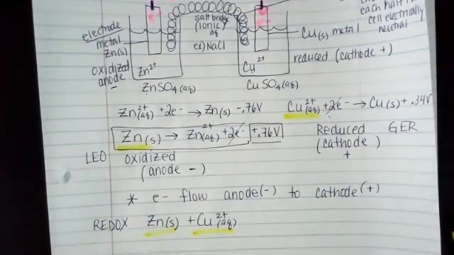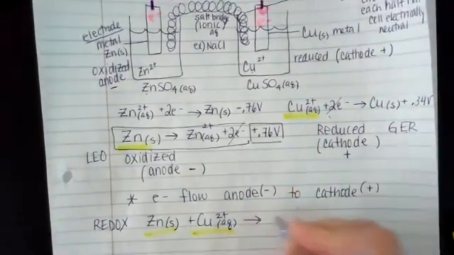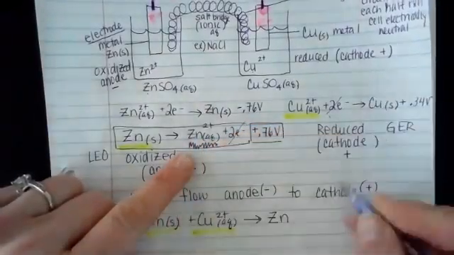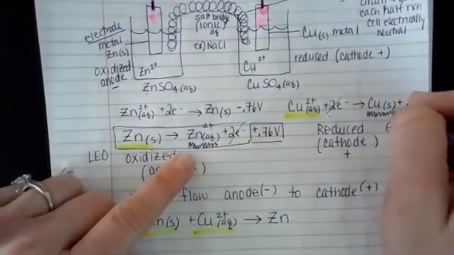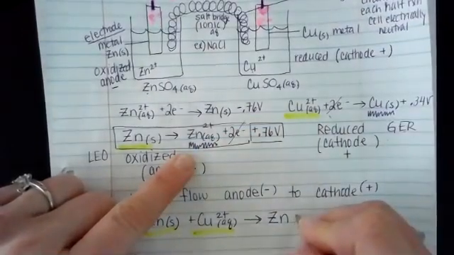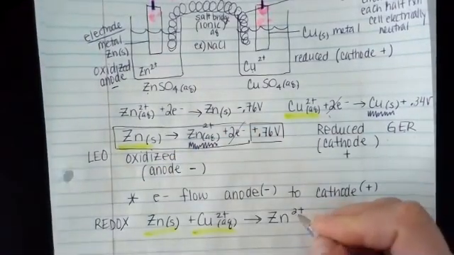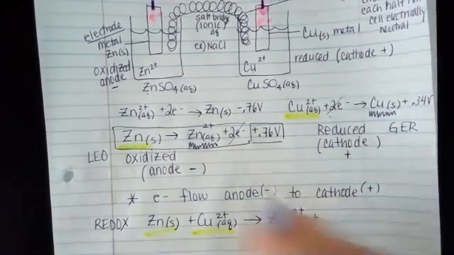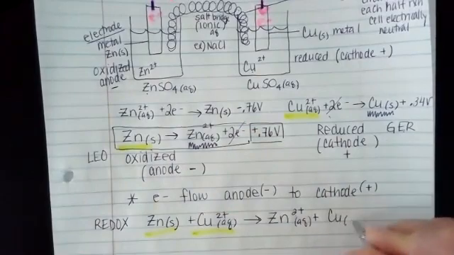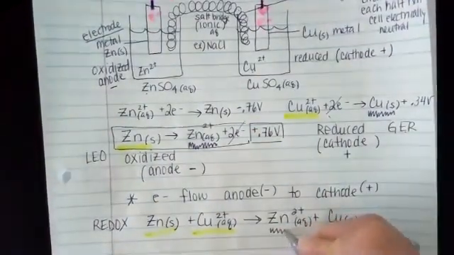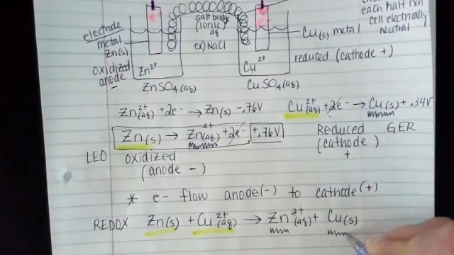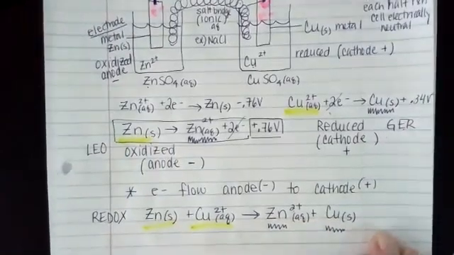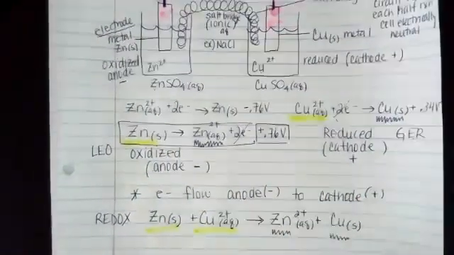And then I'll just put my arrow and my zinc. Let me underline like that because I want to use my other colors for something else. So I have my zinc 2+ aqueous plus my copper solid. All right. So my reduction oxidation reaction is now complete. These are the 2 half reactions, both of them combined.